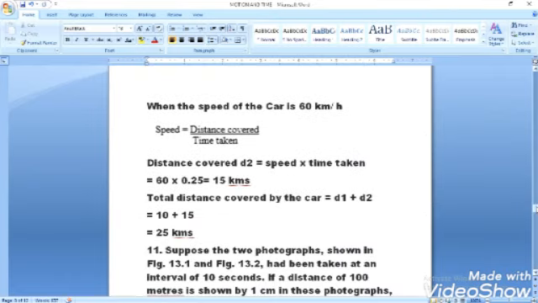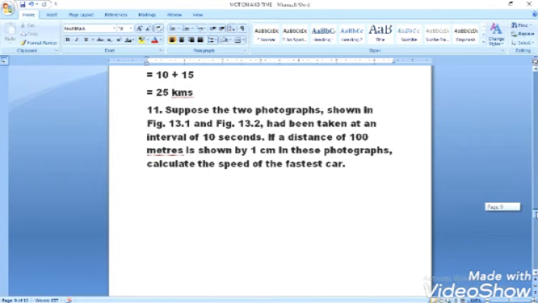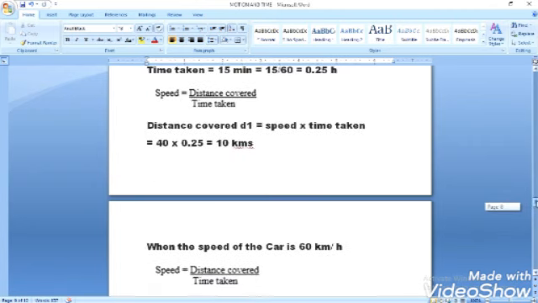When the speed of the car is 60 km per hour, what will be the distance covered by the car? So distance covered d2 is equal to speed into time. So it is equal to 60 into 0.25, which is equal to 15 km. Here the total distance covered by the car is d1 plus d2. Okay, so 10 plus 15 is equal to 25 kilometers. Next question.